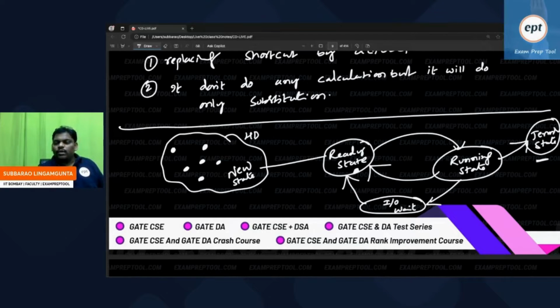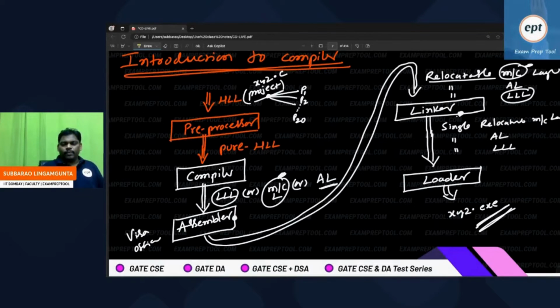Sir, so exe is the input for the loader? No, listen everyone now. After loading, it will become exe. It will load from hard disk to main memory. Yeah, thanks everyone. So are you comfortable with this area? If you are okay, I can move to the next one.